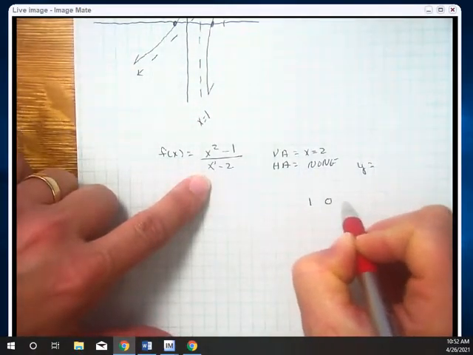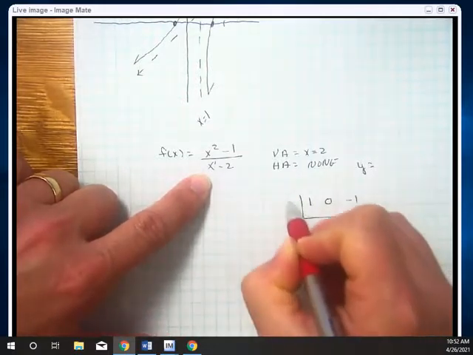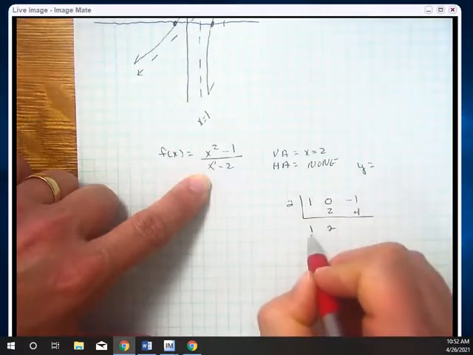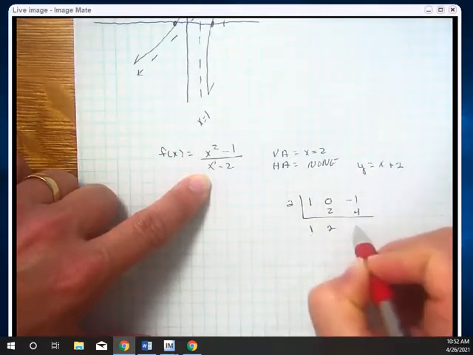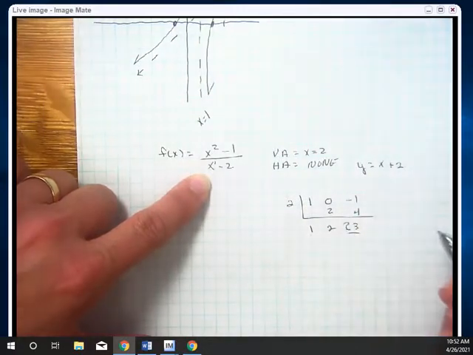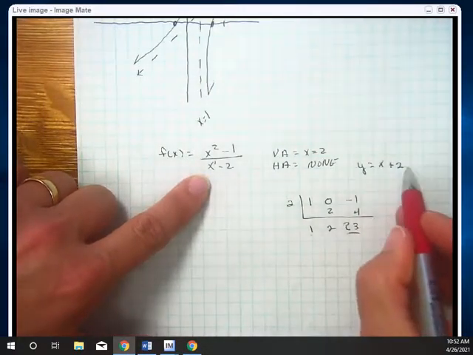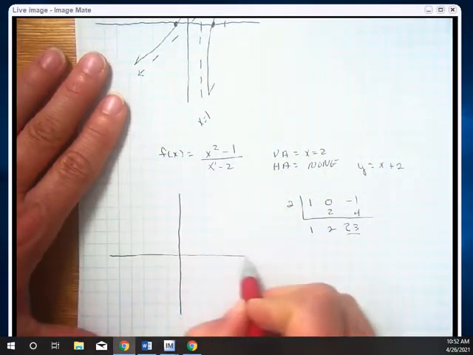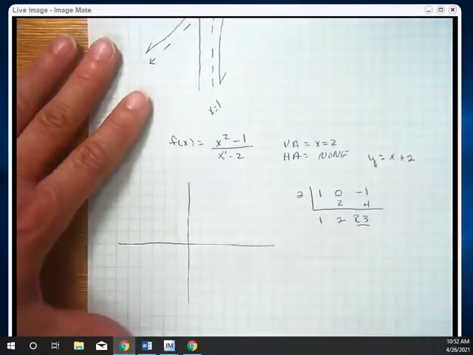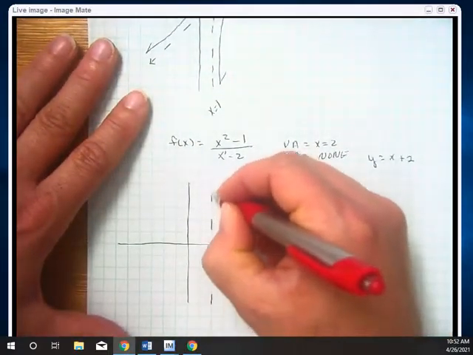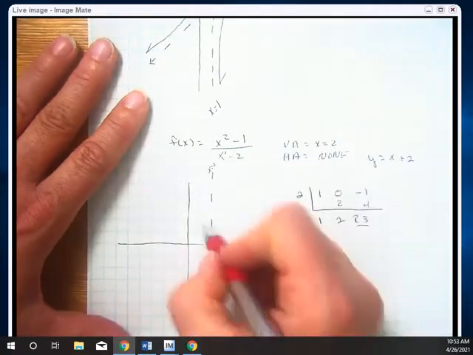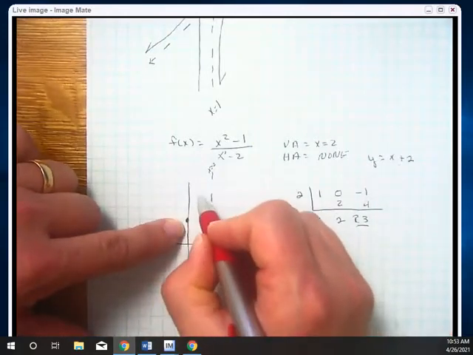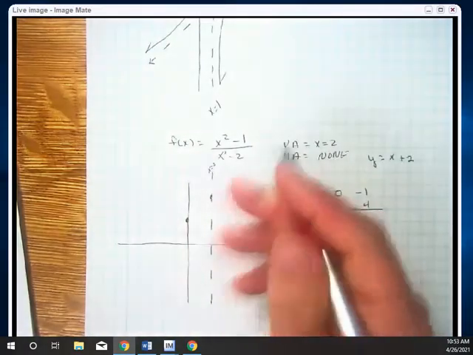1x squared, 0x minus 1, and I'm dividing it by 2. This is 1x plus 2, and here is our remainder of our 3. Y equals x plus 2 is the line in the form of y equals mx plus b. X equals 2. I start at my y-intercept of 0, 2. And I go up 1, right 1, up 1, right 1. And I connect with the dotted line.